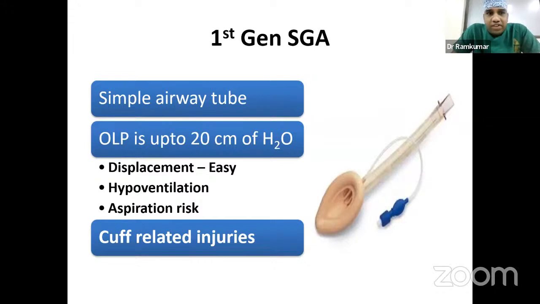What is oropharyngeal leak pressure? It is the pressure above which the tube tends to leak. That means the ventilating gas is going to escape into the esophagus, into the stomach, or escape upwards. That means there is going to be hypoventilation and displacement of the device if you try to ventilate with a higher airway pressure, say in an obese patient, a laparoscopy surgery, or a renal patient; it is going to displace backwards and upwards. So it may cause hypoventilation and at the same time has an aspiration risk. Apart from that, it has cuff-related injuries as well. If you inflate with a higher cuff pressure, it can cause mucosal injuries.